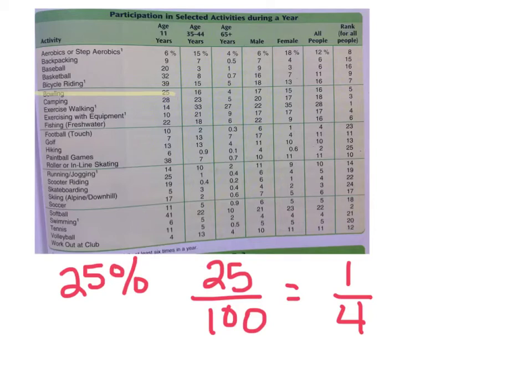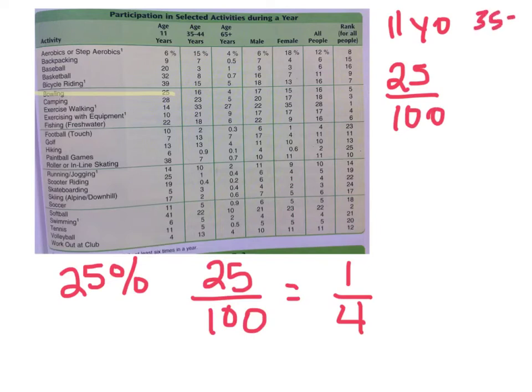Can you compare how many kids like bowling versus how many 35 to 44-year-olds like bowling? Pause the video and see if you can do that. So bowling for 11-year-olds is about 25 out of 100. But for 35 to 44-year-olds, it's only about 16 out of 100. So we can see the ratio of people who are kids or 11-year-olds is greater than the ratio of people who participate in bowling that are adults.